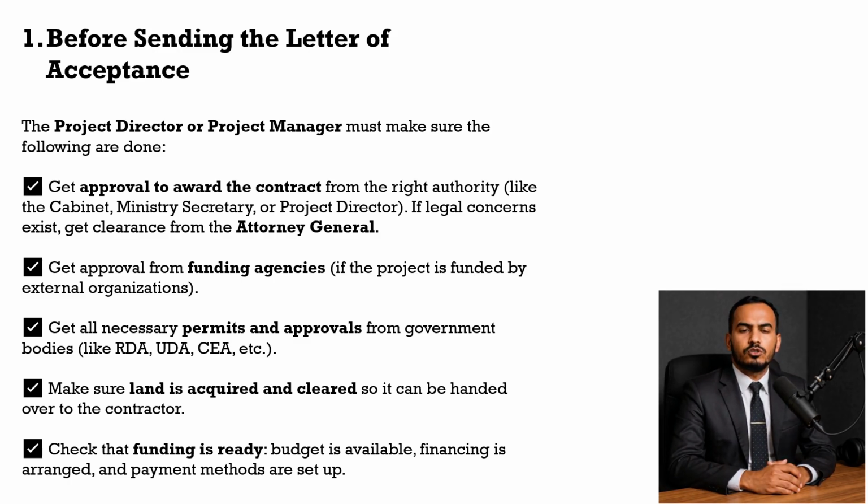Number 2, get approval from the funding agency, especially if it's an external one. Number 3, get all the necessary approvals and permits from the relevant authorities. In my country, that includes institutions like RDA and UDA. Number 4, make sure the land is acquired, so it can be successfully handed over to the contractor to carry out the work. And finally, check that the funding is ready. That means the budget is available, financing is arranged, and the payment method is set.